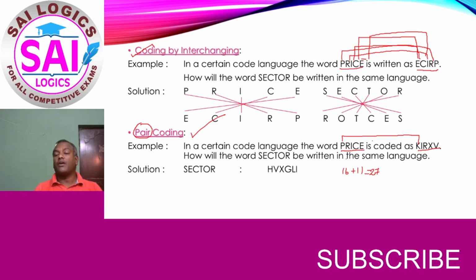These are to be called a pair. And for confirming it, we have to see the second alphabet. Second alphabet is R and here the corresponding coding is I. So R is 18 and I is 9. Total will become 27. So IR, we have already learned, Indian Railway.